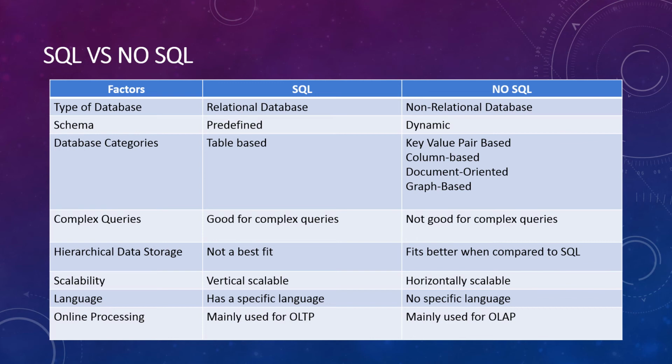Now we will consider the third point, which is database categories. In SQL databases, basically the data is table based. As I explained in the previous factors, the SQL database can have n number of tables related to each other, and each table can have n number of rows and columns storing data in each cell.